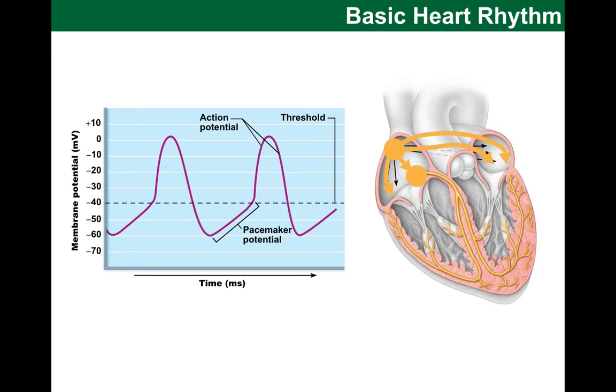Now, the impulse progresses down the AV bundle, which is also known as the bundle of His. This is located in the interventricular septum wall and provides the only electrical connection between atria and ventricles. Now, we get to the bundle branches on both right and left side of the heart. These carry the impulses towards the apex of the heart in the septal wall.